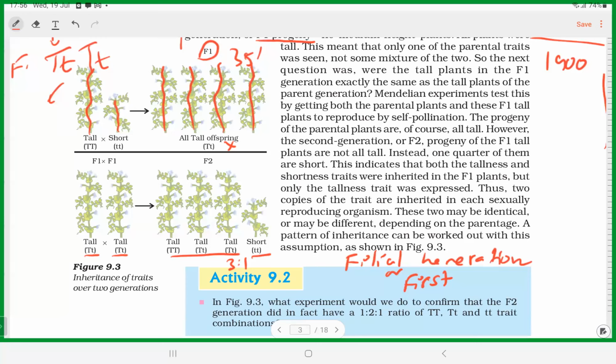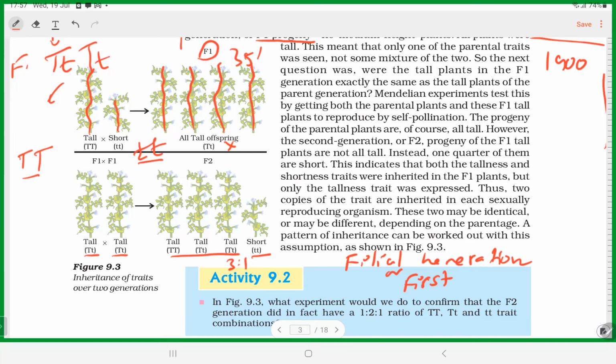Monohybrid, dihybrid, trihybrid, back cross, test cross, reciprocal cross. What does it mean? Monohybrid means the study of inheritance of one pair of contrasting characters. For example, look here: one parent is homozygous for tall, another is homozygous for recessive. One pair of characters. How this pair is inherited is a monohybrid cross.